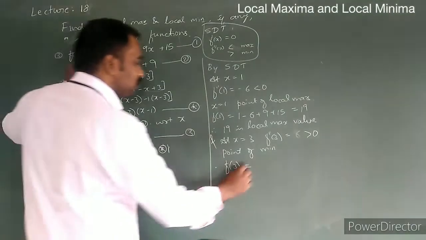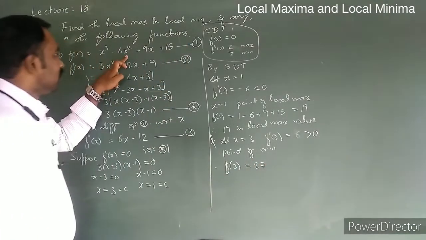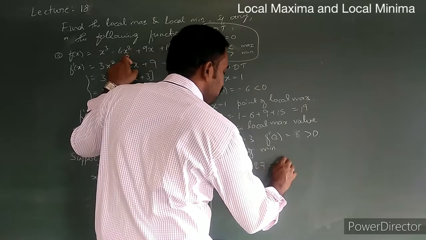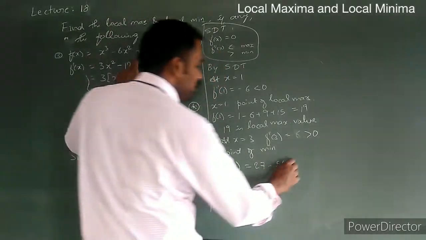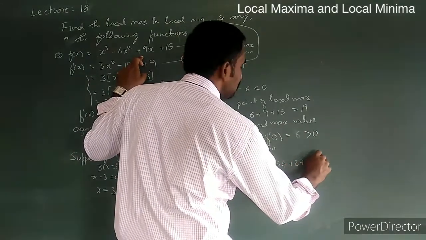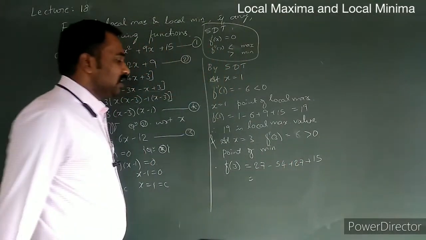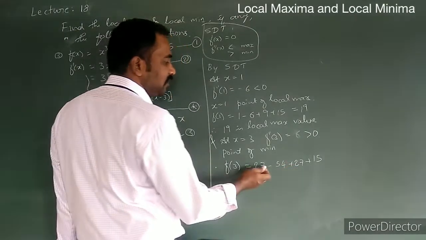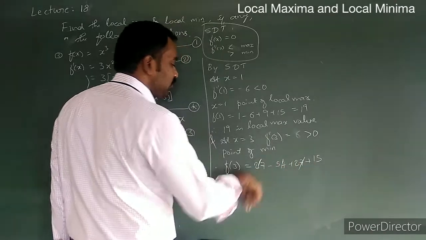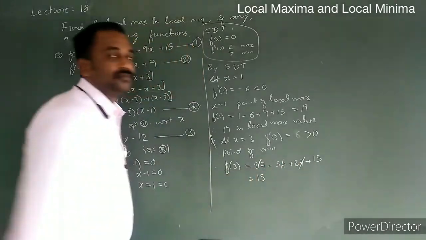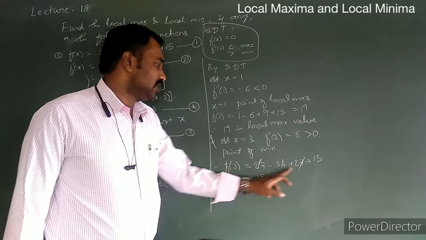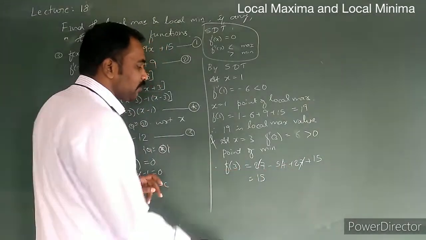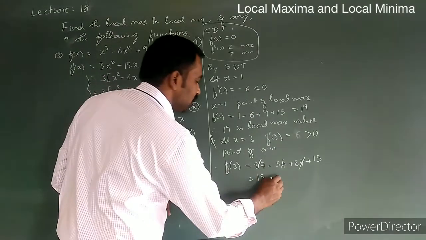3 cube is 27. Again, 3 square is 9. 9 into 6, 54. And 9 into 3, 27. Plus 50. Simplify: 27 plus 27 is 54, minus 54 cancels, so it is equal to 50. Are you clear?